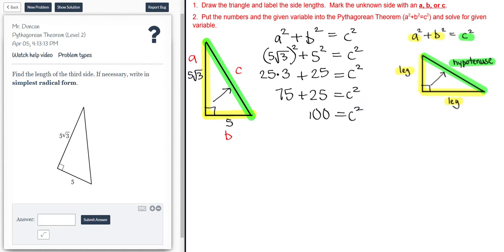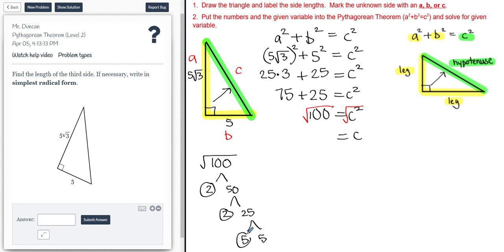And then we have to get rid of the square by, again, square rooting both sides. And we have our C value equal to whatever this breaks down as. So what I'm going to do is take the number to the side, which is 100, and break it down to its prime numbers. So this is going to be 2 and 50. I'm going to circle the 2 because it's prime. 50 will break down as 2 and 25. 2 is prime. And then 25 will break down conveniently to 5 times 5. And again, those are both prime.